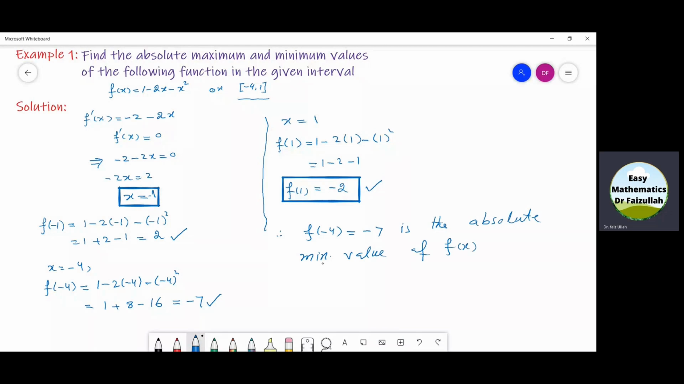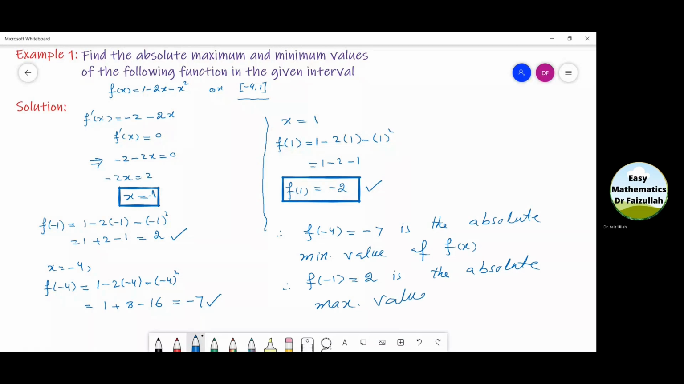And we can see that f of -1 is equal to 2 is the greatest value. Therefore, we can say f of -1, which is equal to 2, is the absolute maximum value of the given function f of x.